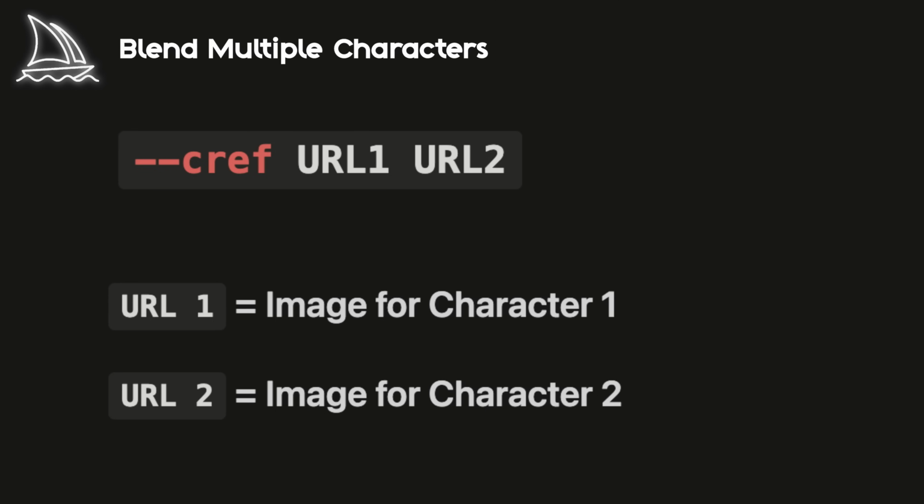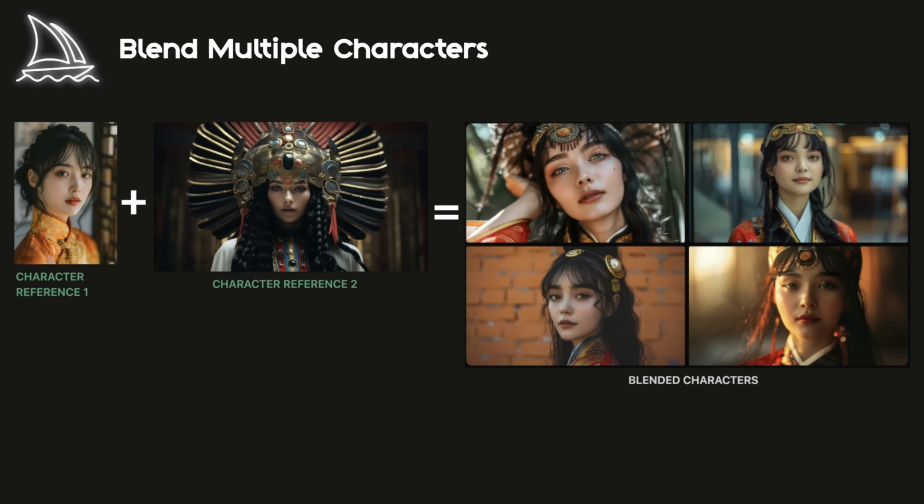Using the new cref parameter, you can blend 2 characters together. For that, you need to add URLs with image references after your cref parameter. And on Midjourney Alpha website, you need to drag and drop both images to prompt box and choose character reference for both images. This can be quite interesting to experiment with.